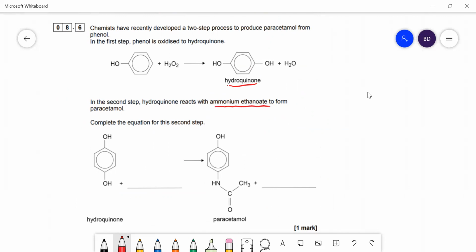Right, let's write down the equation, the formula ammonium ethanoate. So here's the ethanoate ion, and the ammonium ion, of course, is NH4 plus. So I put in there CH3COO minus NH4 plus.